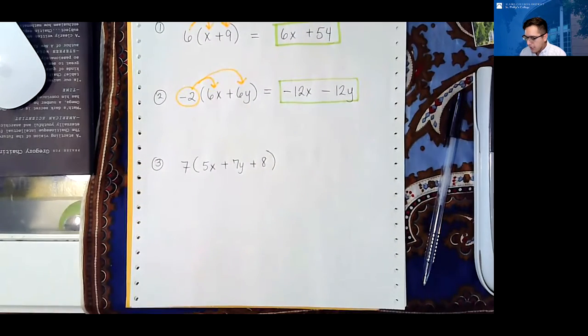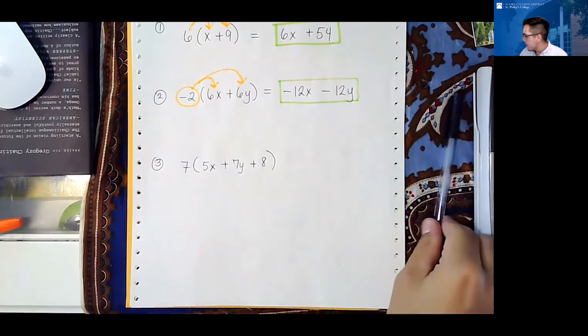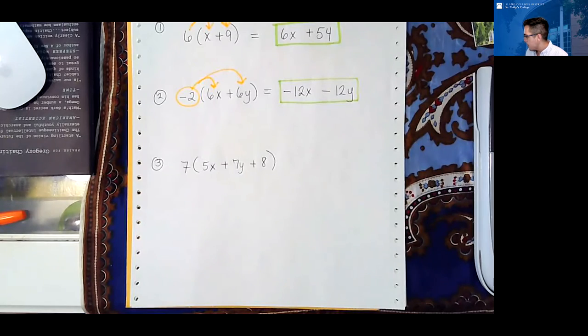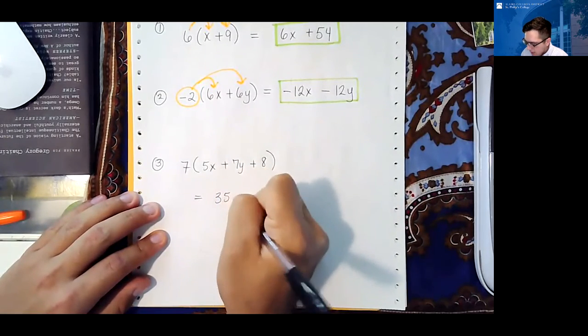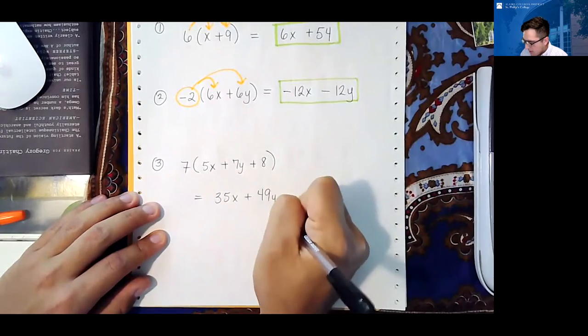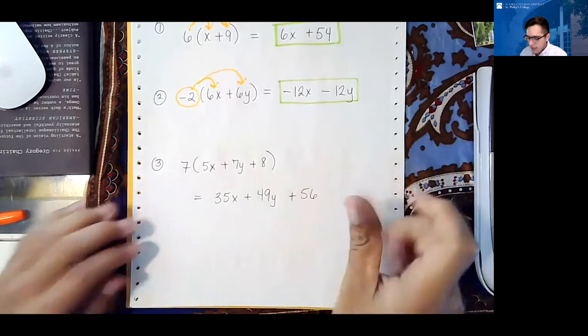And then finally, for the last expression, what should this simplify to? 35x plus 49y plus 56. Is everybody okay with that?